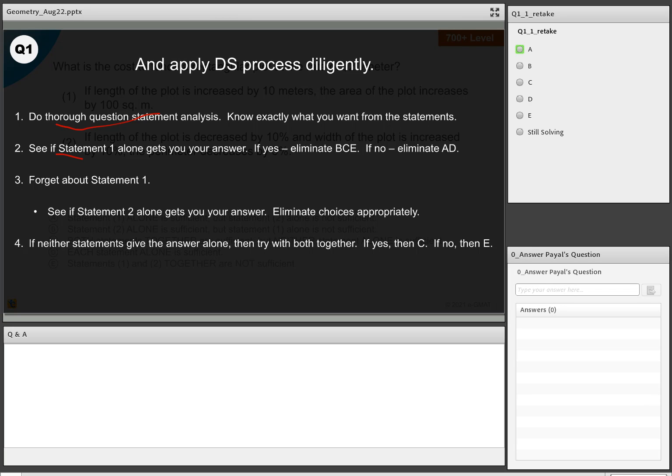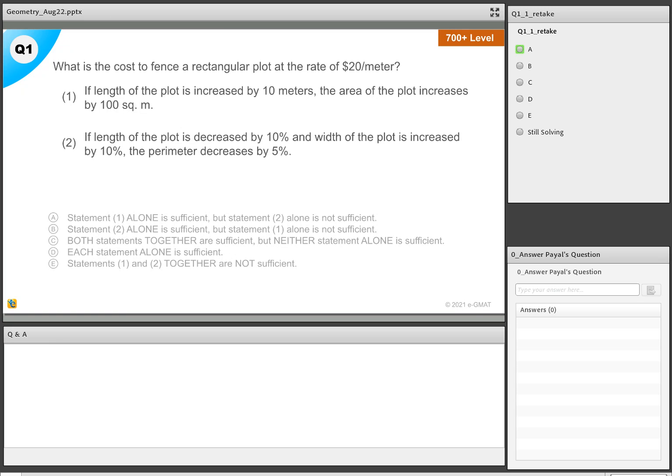Then go to statement 1, analyze the statement. If it's sufficient, then you can eliminate choices B, C, and E. If it's not sufficient, you can eliminate choices A and D. Then forget about statement 1. There's no statement 1 anymore. Move on to statement 2, and again eliminate option choices appropriately as you go about it. And again, at the end point, if neither statement gives the answer, then try with both statements together. In that case, the answer choice is C. If not, then the answer choice is E. Follow the 4 steps. I'm very, very sure for this question, your accuracy is going to rise up. All the best for this one, guys.